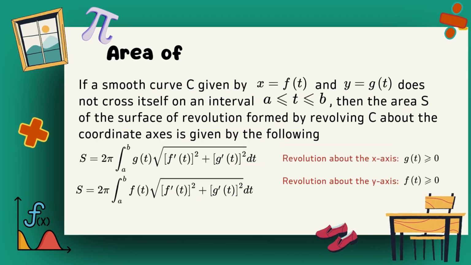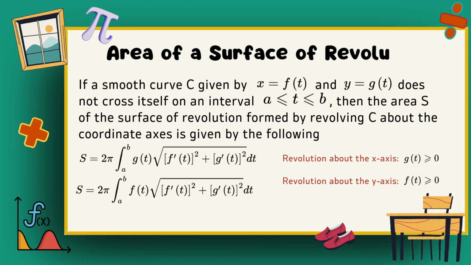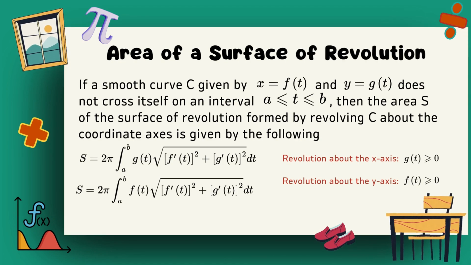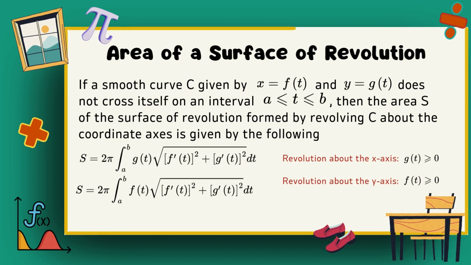Lastly, we're going to learn how to find the area of a surface of revolution using parametric form. And so we have two equations to look at depending on if we're rotating around the x-axis or the y-axis. Surface area is going to be equal to 2 pi times the integral from a to b of our g of t, which is our y function, times our arc length if we're revolving around the x-axis. And if we're revolving around the y-axis, it's going to be 2 pi times the integral from a to b of our x function times our arc length.